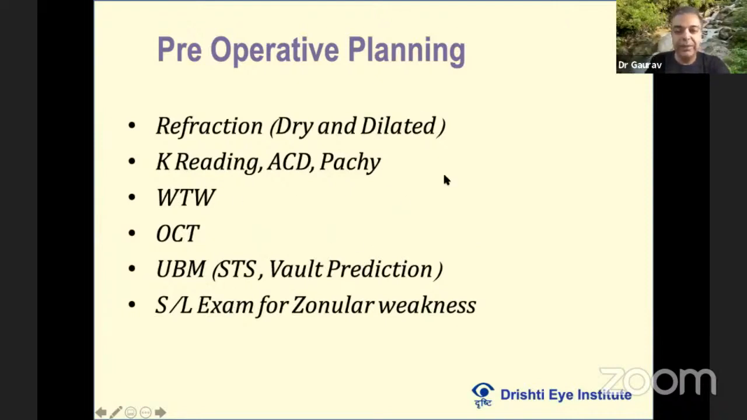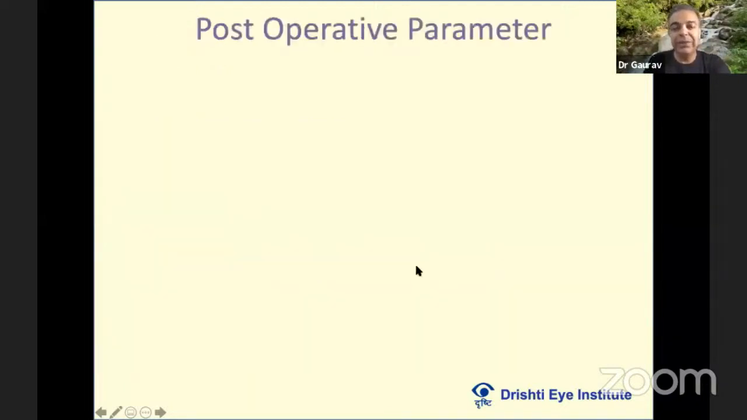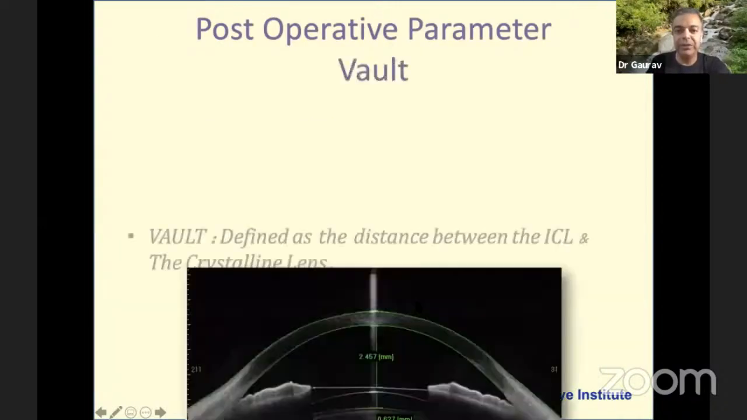Ever since I started doing ICLs, maybe 15, 16 years back, we've gone back and forth for sulcus to sulcus, and then to the white to white, and then the other things. After everything, I think we are still back to the white to white, and it still seems to work the best. But then how do you measure the white to white and the AC depth predictably? Pentacam, as Himanshu showed, does a great job. I have a few other things to share.